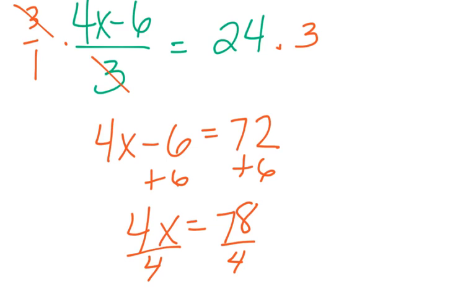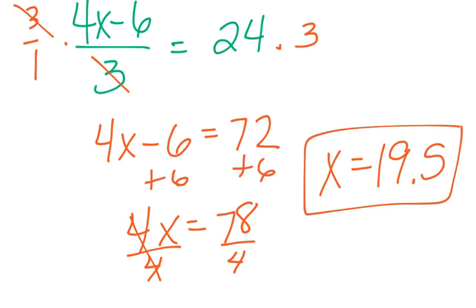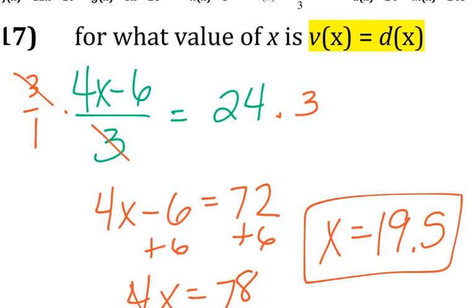Okay, we're still under the directions at the very beginning that just says do not round, so we can do a decimal for this. So x is equal to 78 divided by 4 is 19.5. And that's the value of x that would make this true. And you can check that by saying 4 times 19.5 minus 6, and then divide by 3, and you should get 24.